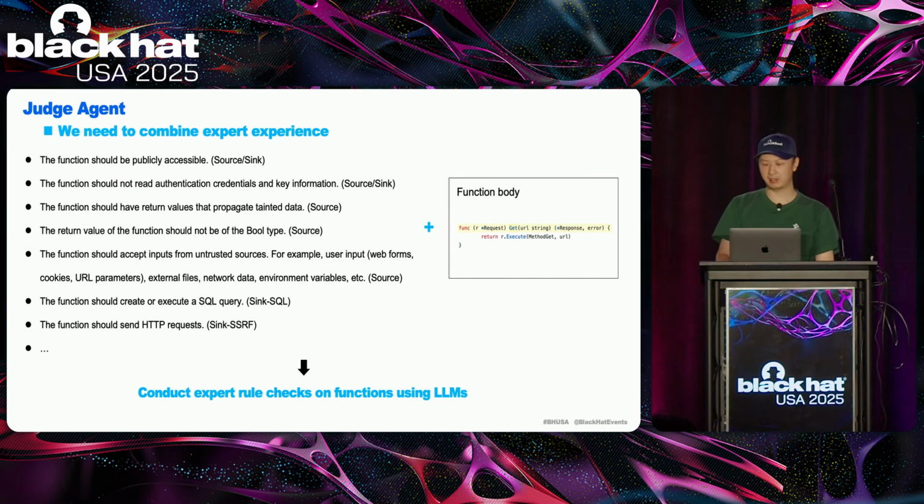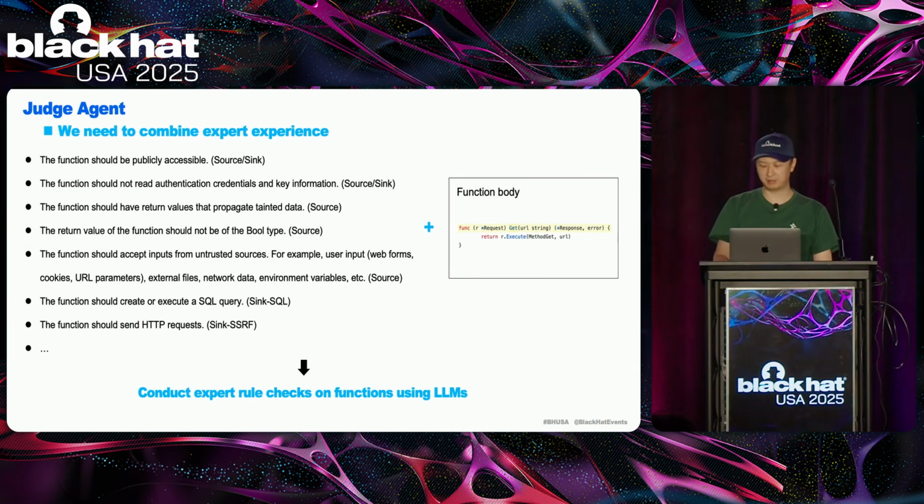Besides having the LLM directly scan, we also need to integrate expert experience. The experience comes from the community's long-standing practice. For example, the function should be publicly accessible. The function should have return values that propagate tainted data. And the return value of the function should not be of the Boolean type.